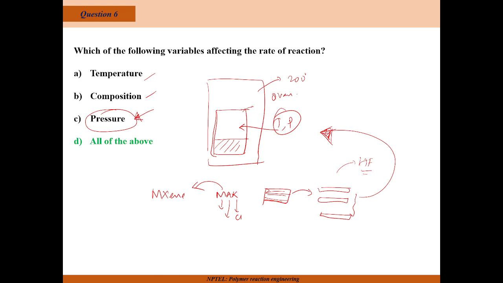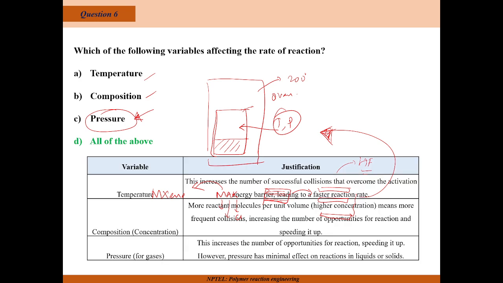Okay, let's move on to our next question. This is a more detailed explanation for the same question. So what actually happens can be seen from here. As the temperature increases, the number of successful collisions that overcome the activation energy barrier will increase, and thus the reaction rate will also increase. When we come to the composition, which is also the concentration, more reactant molecules per unit volume means more frequent collisions between the molecules, thus increasing the opportunities for a reaction to happen, and it speeds up the entire reaction.